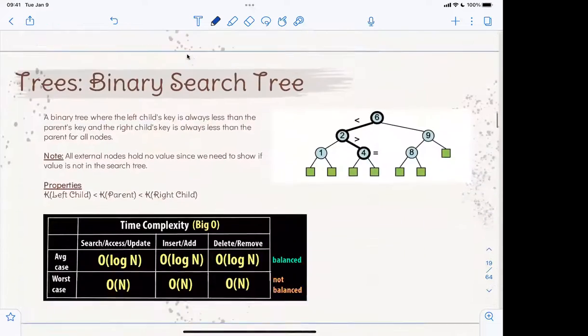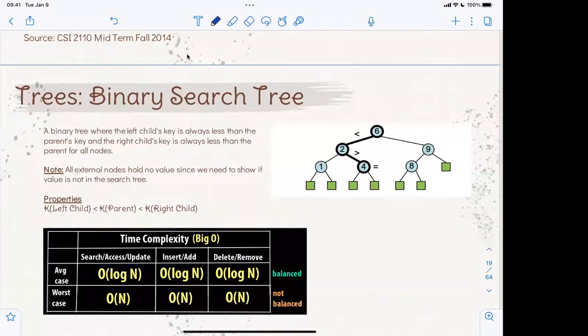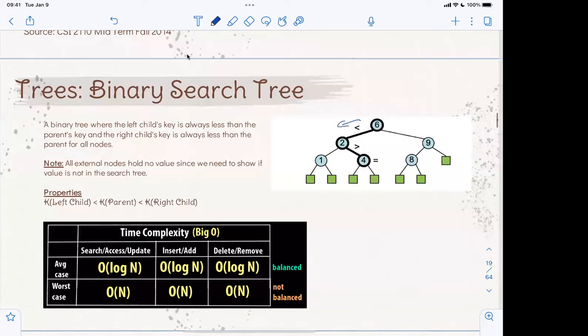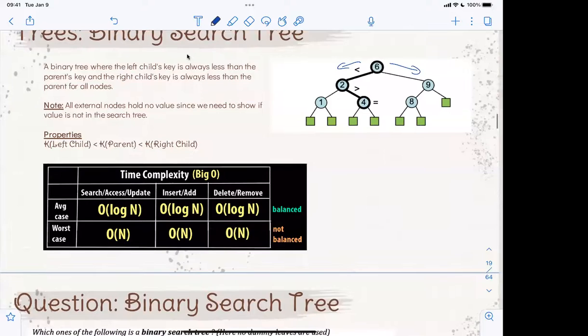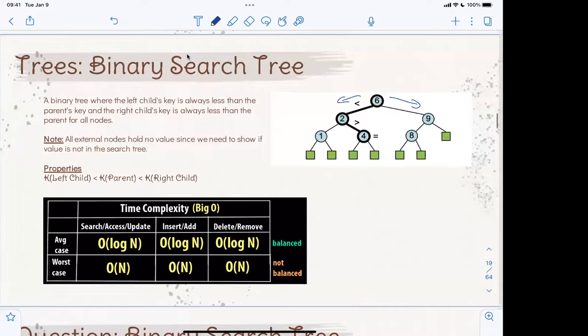Okay, moving on to binary search trees. So binary search trees are binary trees in which the key of the left child is always less than the parent, which is always less than the key of the right child. So we can see this here in the first subtree, in which 2 is less than 6 and 6 is less than 9. And here are all the time complexities.